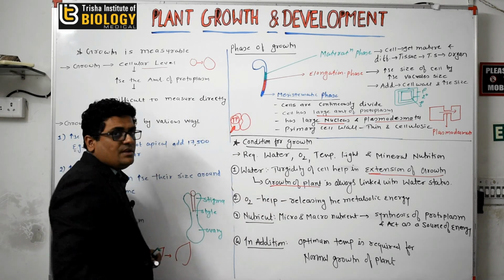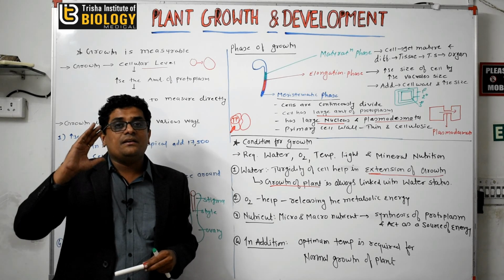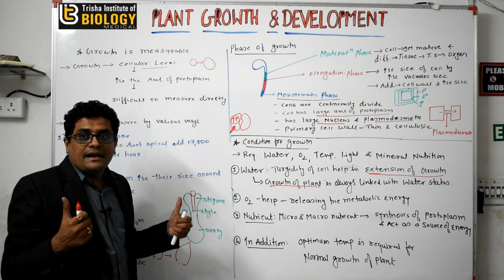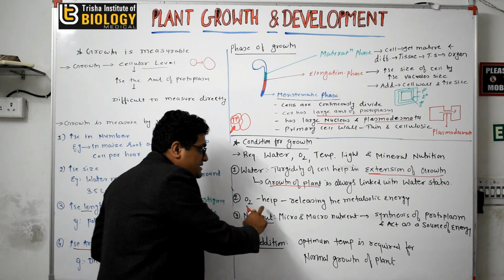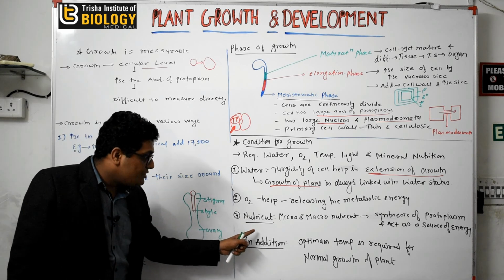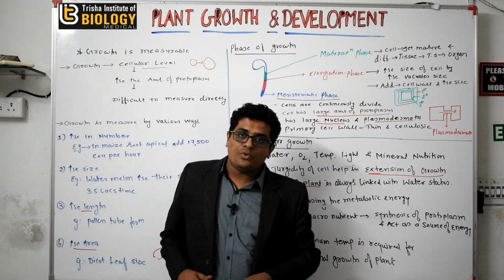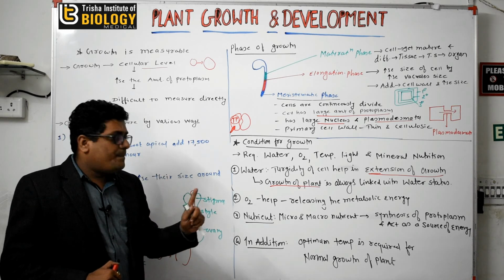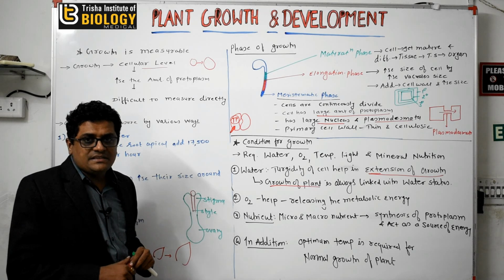Then next, O2. We know that O2 helps respiration, and during respiration what happens? The glucose gets metabolized and releases the energy. So in the absence of O2, the plant cannot produce sufficient metabolic energy. So O2 helps in releasing the metabolic energy. And the nutrients. The nutrients, like micro and macronutrients, help in the synthesis of the protoplasm. Also it acts as a source of energy. And always the plant gets the nutrition from the soil in the form of various ions.